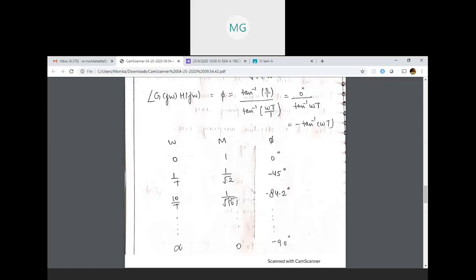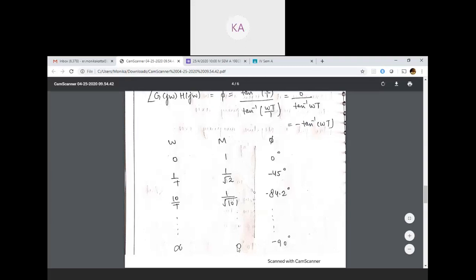Your plot starts at what magnitude? It starts at 1, and it terminates at 0 with angle 0 degree and angle minus 90 degree. Let us see how.